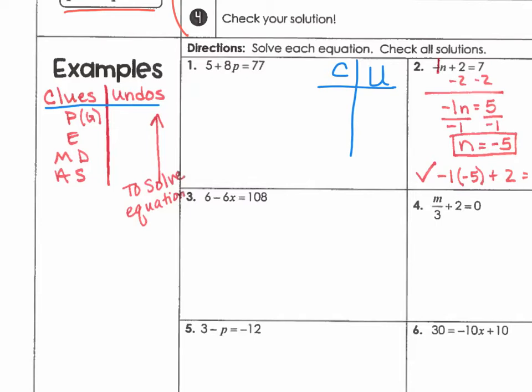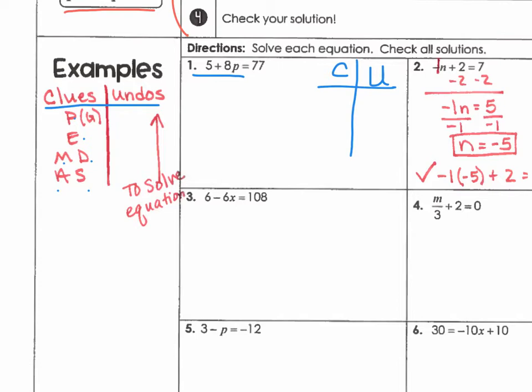Okay? So to abbreviate it, I just use C and U, clues and undos. The clues is our order of operations. Okay? Do you see parentheses, exponents, multiply, divide, add, subtract? Okay, we've all seen that and done that. So when you look at the equation, I want you to look for the order of operations. To begin with, we are ignoring the 77 and we only look on the left side of the equation.